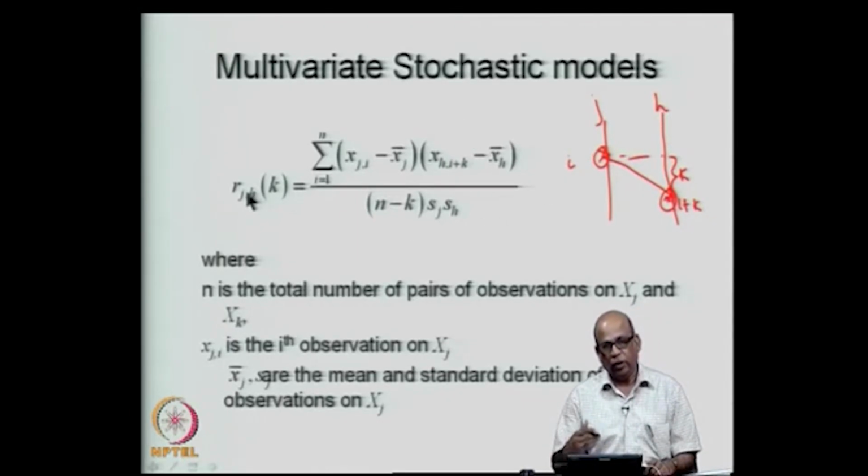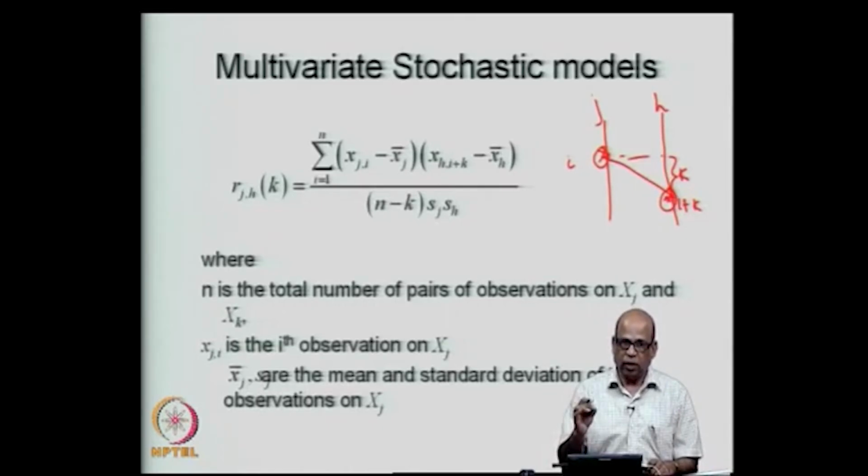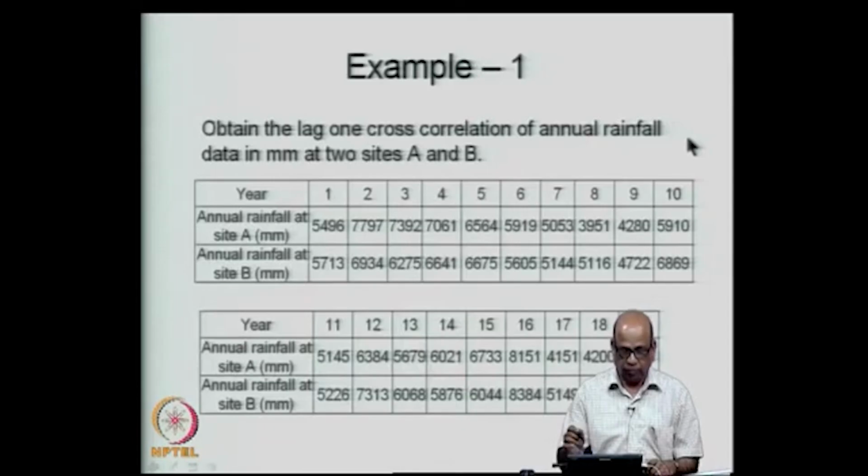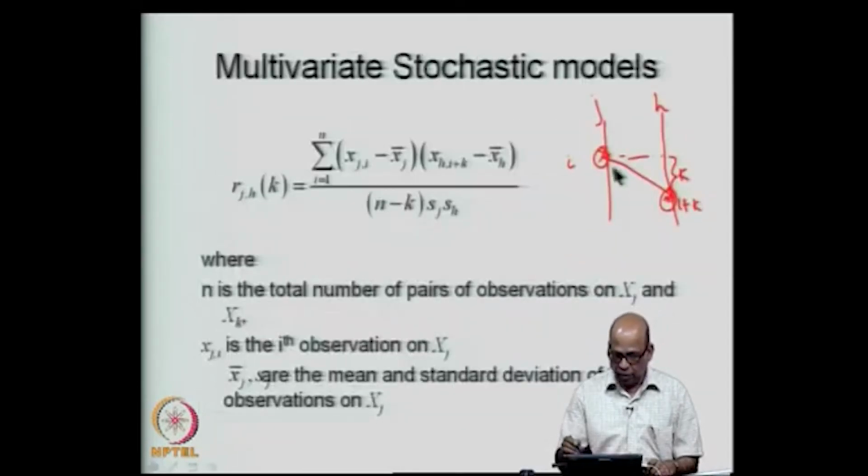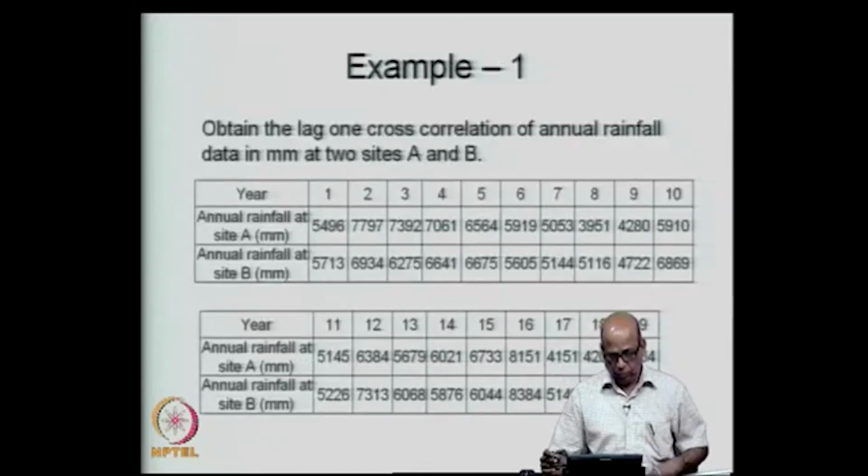Now, this is an important input into the multivariate stochastic models. In the single variate stochastic models or the single site models, the lag k autocorrelations were important, and specifically, in the type of models that we saw, lag 1 autocorrelations were important. Whereas, in the multivariate stochastic models, not only the lag k autocorrelations on each of these sites, but also the lag k cross correlations between the flows at site j and flows at site h are important. So, let us see how we compute this now.